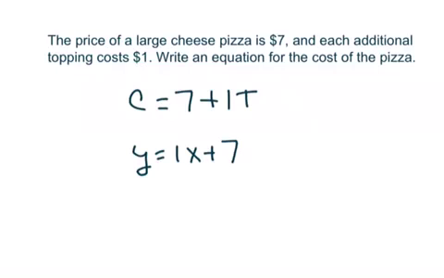And understanding that this 1 here is our slope, or the rate of change, it's the rate that the cost goes up at a cost of $1 per topping, and the 7 is the starting cost. So we could say that m equals 1 and b equals 7.